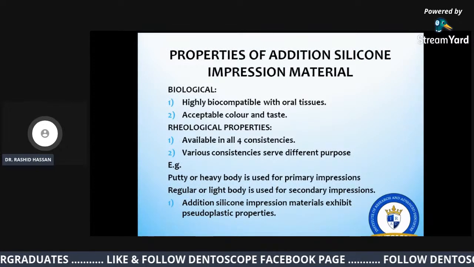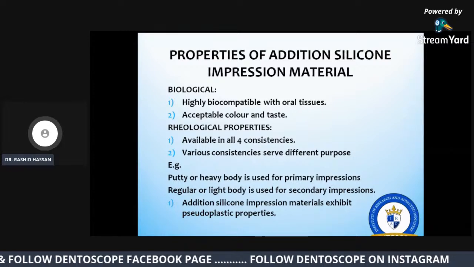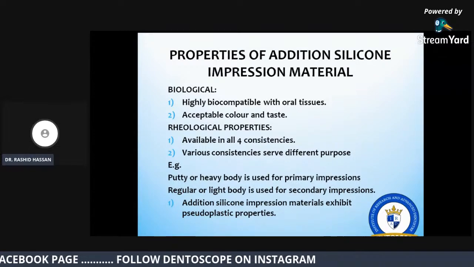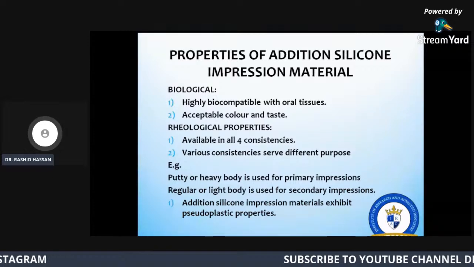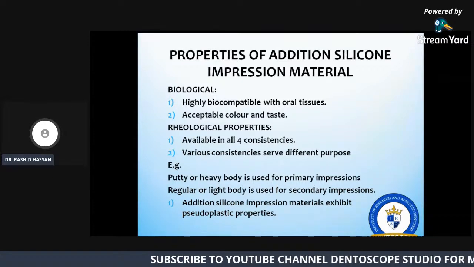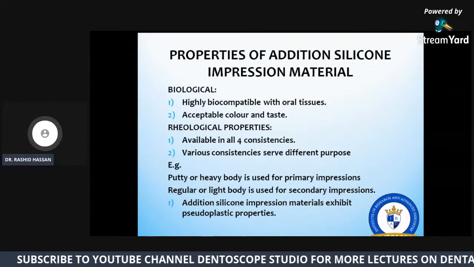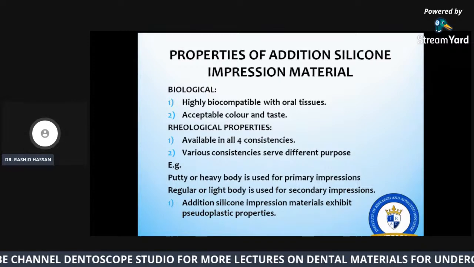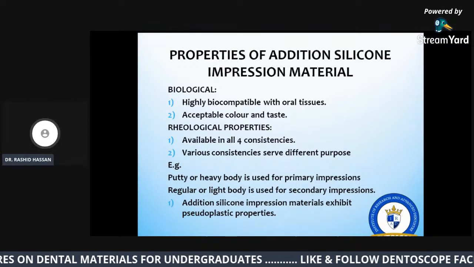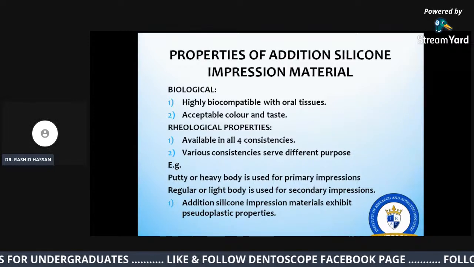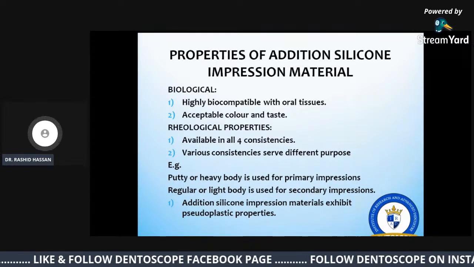Okay, and now coming to the properties of the addition silicone impression material, biologically they are highly biocompatible with the oral tissues as compared to any other elastomeric impression materials. These addition silicone impression materials are the best among them all biologically. They have acceptable color and taste. Well, exactly what we want.